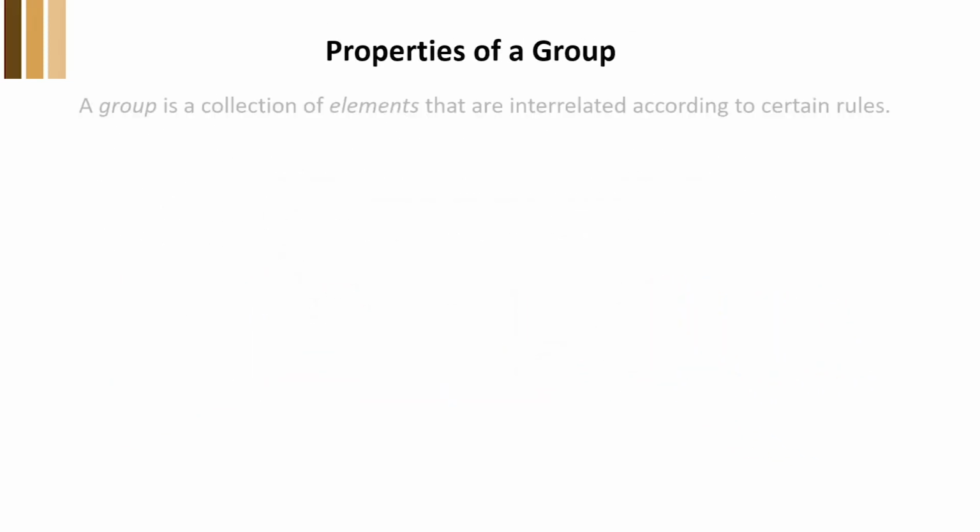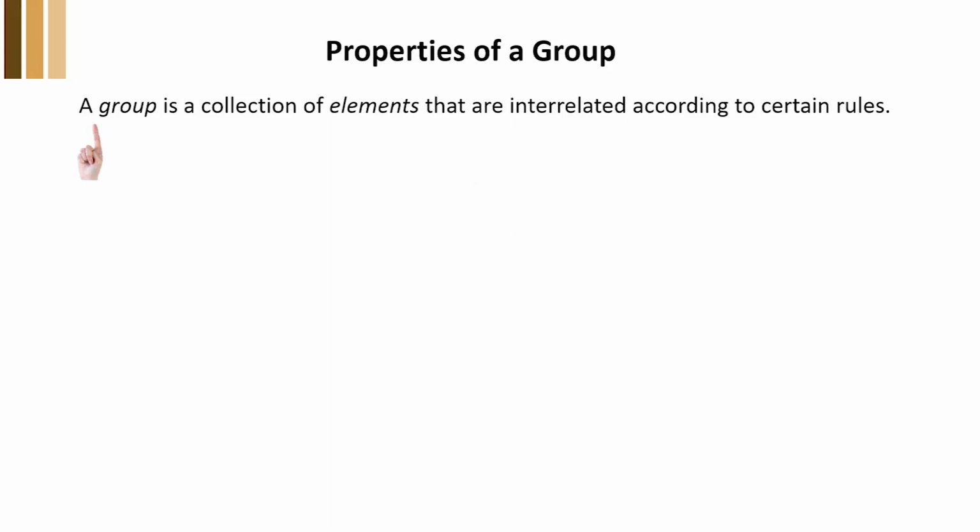We'd like to define certain properties of a group. A set is given the designation of a group provided it satisfies certain rules. A group is a collection of elements that are interrelated according to certain rules that can be defined otherwise also. It has four basic postulates. If a set satisfies all four postulates, then that particular set would be designated as a group. So what are those 4 points? Let us discuss them one by one.